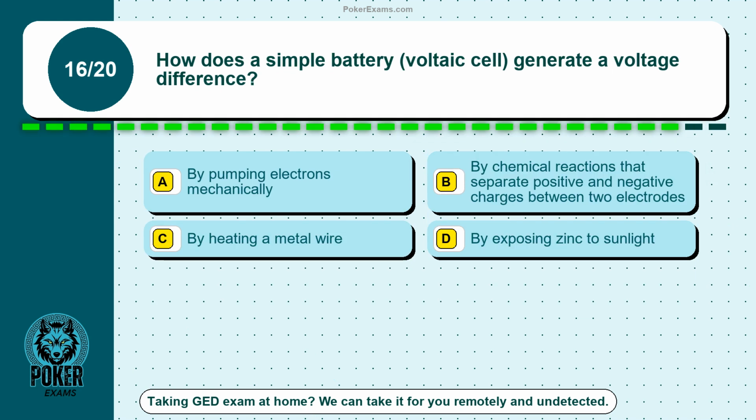Question 16. How does a simple battery, a voltaic cell, generate a voltage difference? Option A. By pumping electrons mechanically. Option B. By chemical reactions that separate positive and negative charges between two electrodes. Option C. By heating a metal wire. Option D. By exposing zinc to sunlight.